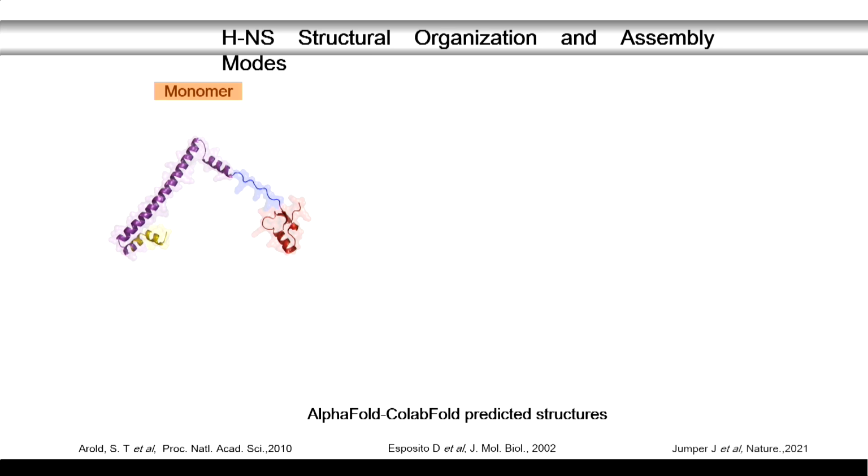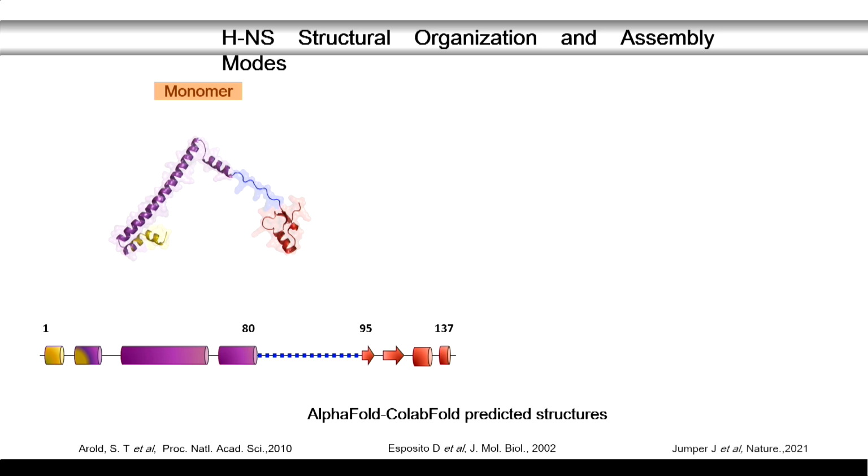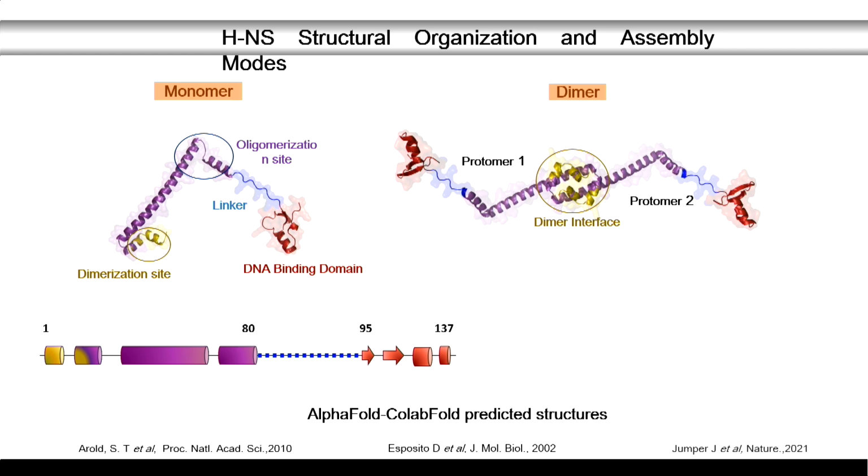This is the actual structure of the monomeric form of this particular protein HNS. This is the structure predicted by AlphaFold. The entire structure has not been solved. And this is the cartoon of this particular structure that I'm showing you here. Effectively what you have is something called the dimerization site, an oligomerization site, and also a DNA binding domain. This is the domain that binds DNA. This site dimerizes with another such monomer, and hence can form a dimer. As you can see here, these yellow guys have come together and they can form a nice little dimer.